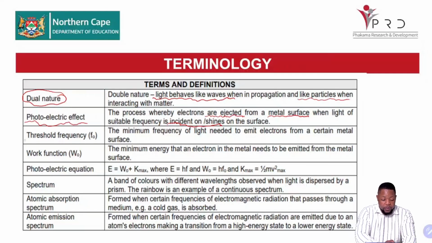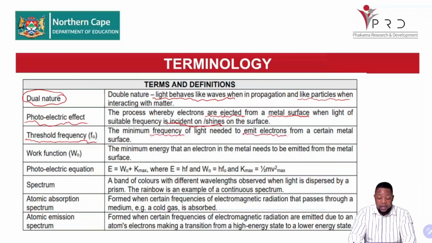The threshold frequency is also one of the most important terms for this topic, which is the minimum frequency of light needed to emit electrons. There's a minimum frequency needed to emit electrons from a certain metal surface. Then we go to the work function. The work function is the minimum energy that an electron in a metal needs to be emitted from the metal surface.